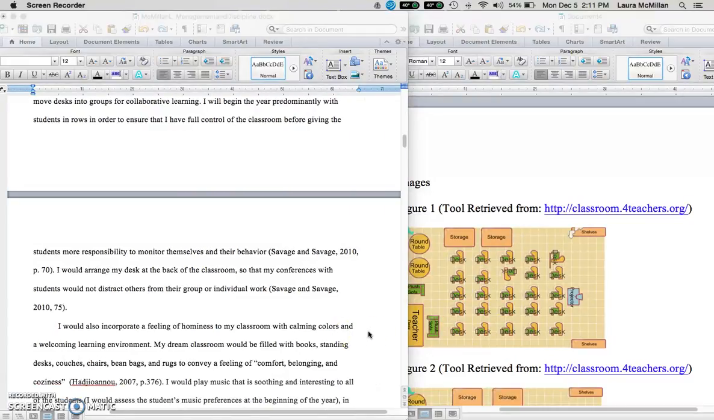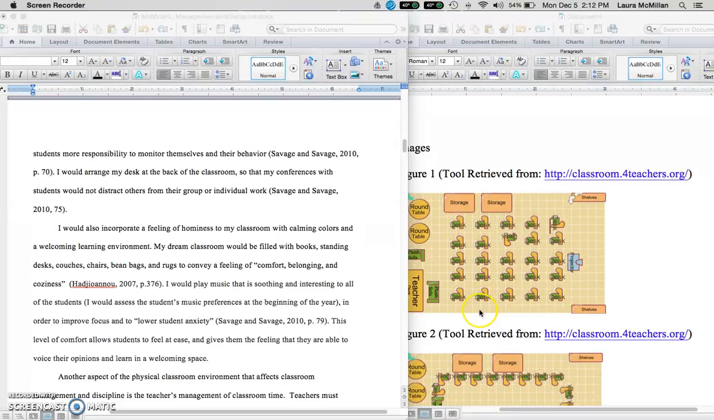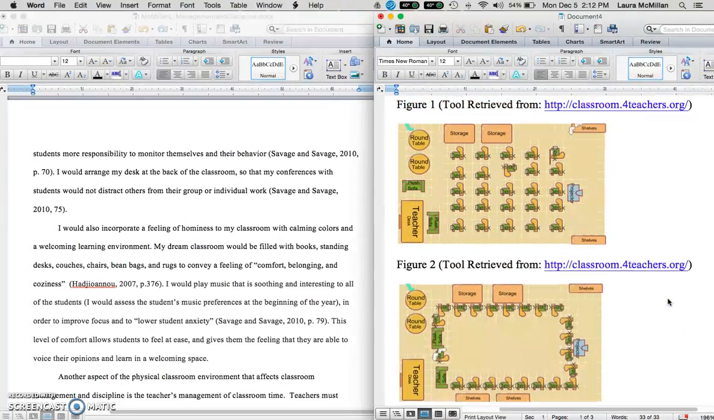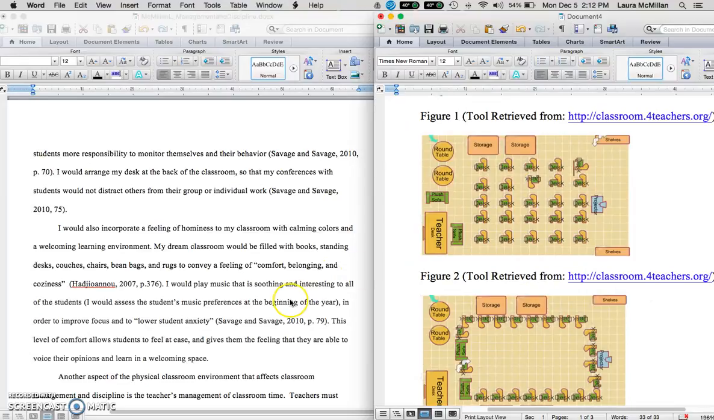I would arrange my desk at the back of the classroom so that my conferences with students would not distract others from their group or individual work. And here you can see the tool I have used to create a dream classroom setup.